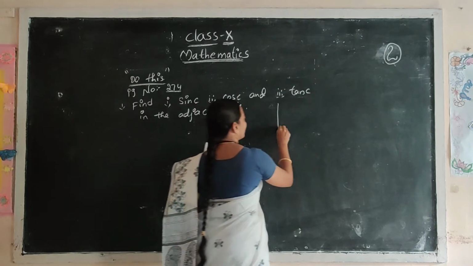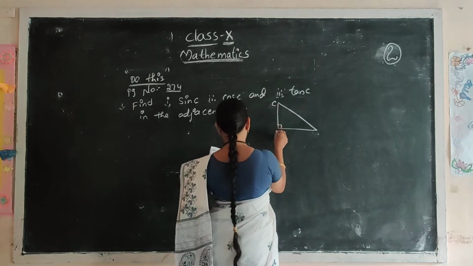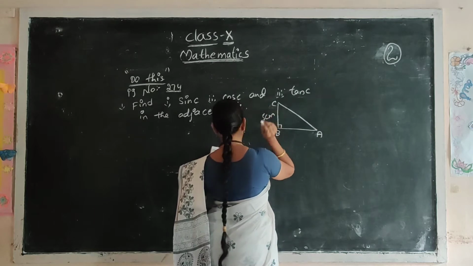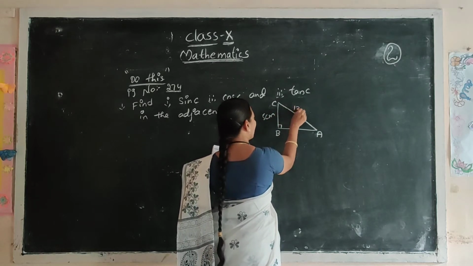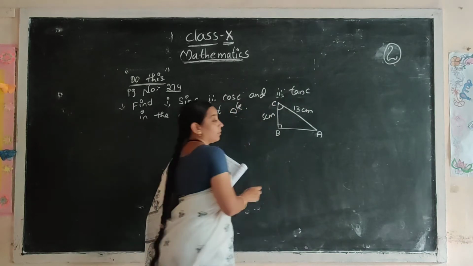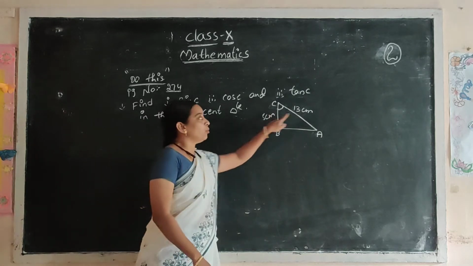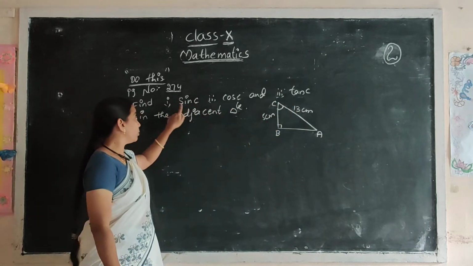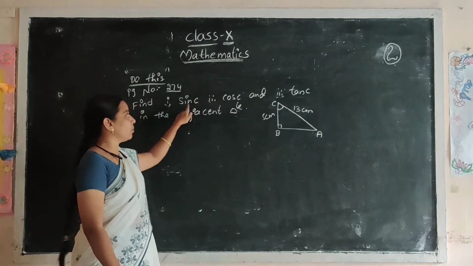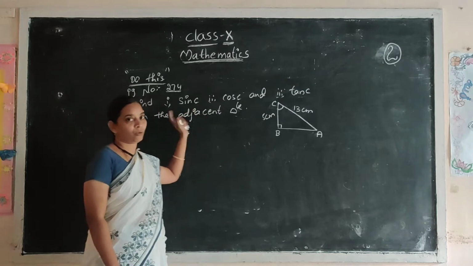So already figure out: that is C, right angle is at B, that is A. Here in this triangle, two side measurements are given: 5 centimeters and 13 centimeters. Here the angle is denoted by C. Only two measurements are given, but the question is to find sin C, cos C, tan C. In the previous class I explained the formulas: sin, cos, tan, cot, secant, cosecant.